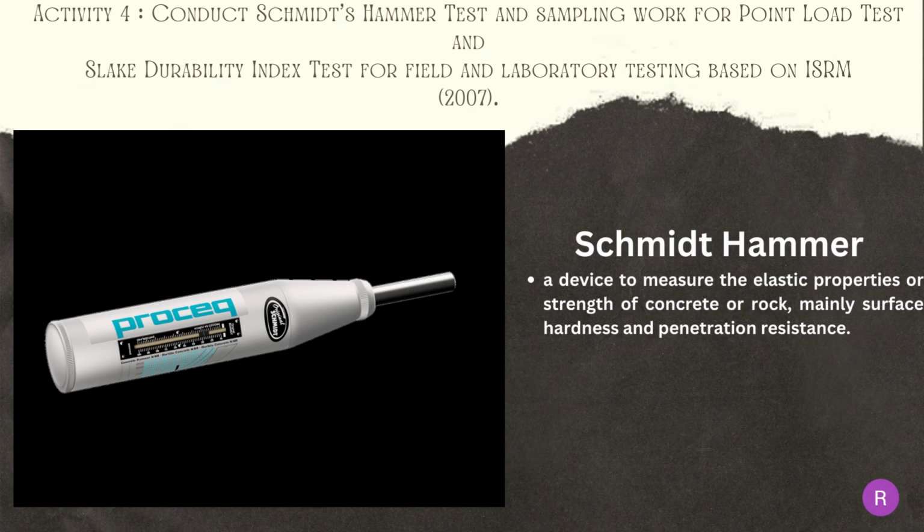So, how accurate is the Schmidt hammer test? According to the facts, there is a 15 to 20% error in concrete strength measured by this method. The Schmidt hammer is not a standard test for acceptance testing of concrete strength.